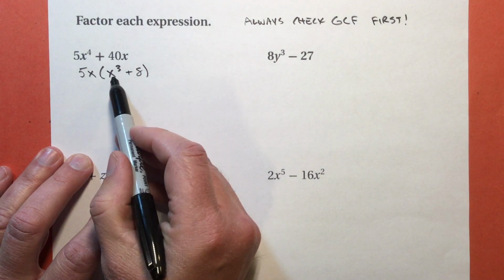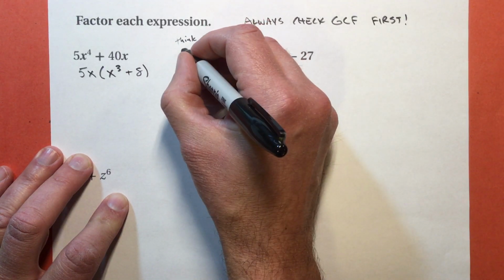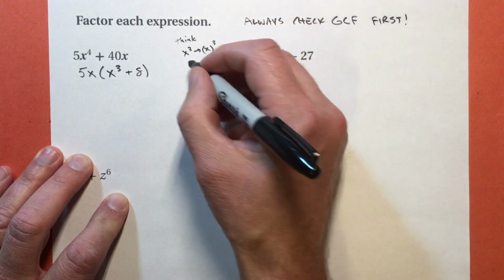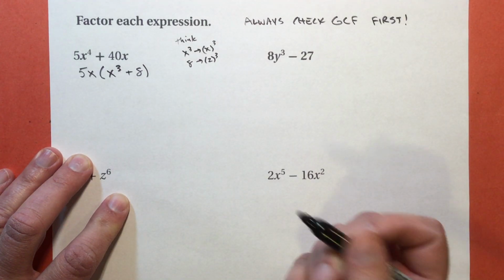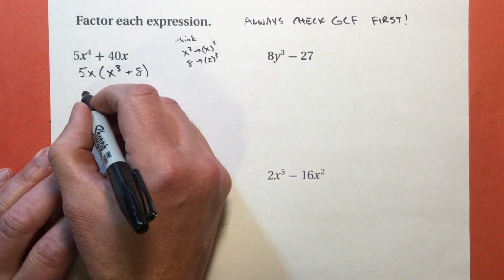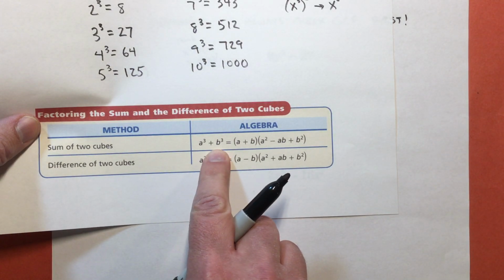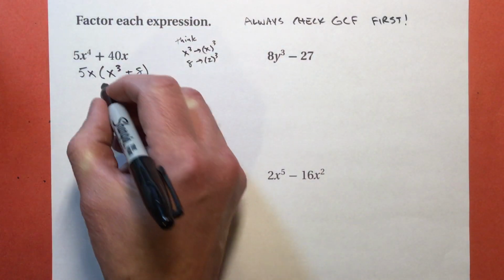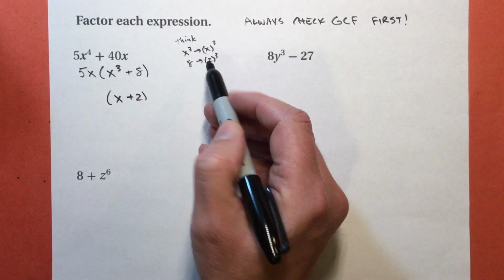Now, this is what I'm going to put in my thinking box. X to the third power obviously is x to the third power. 8 is 2 to the third power. So I've got to remember I've got the x and the 2. Okay, so I've got the sum of two cubes. So I'm going to have whatever my a is plus my b. So this is going to be x plus 2. That x and that 2.